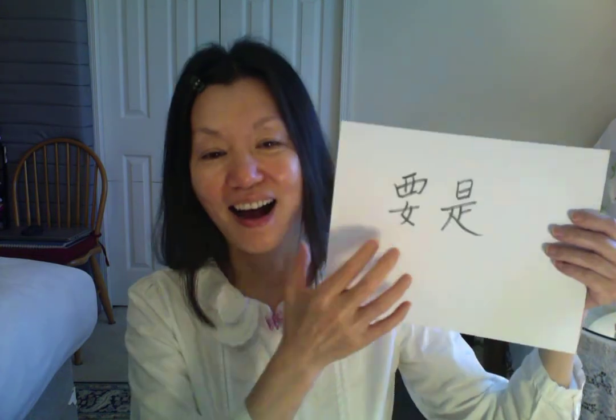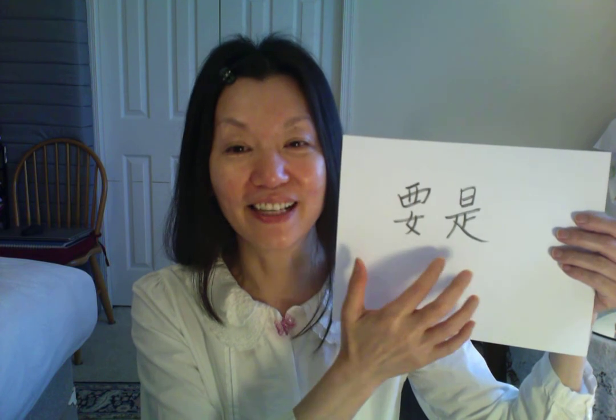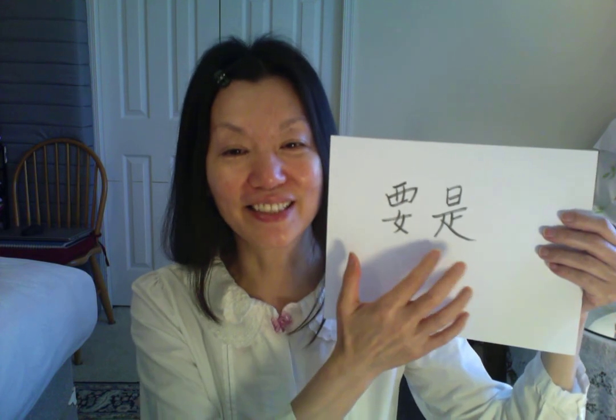In Chinese, we say what? 要是, yeah. 要是, if. 要是, okay, here. 要是, if.